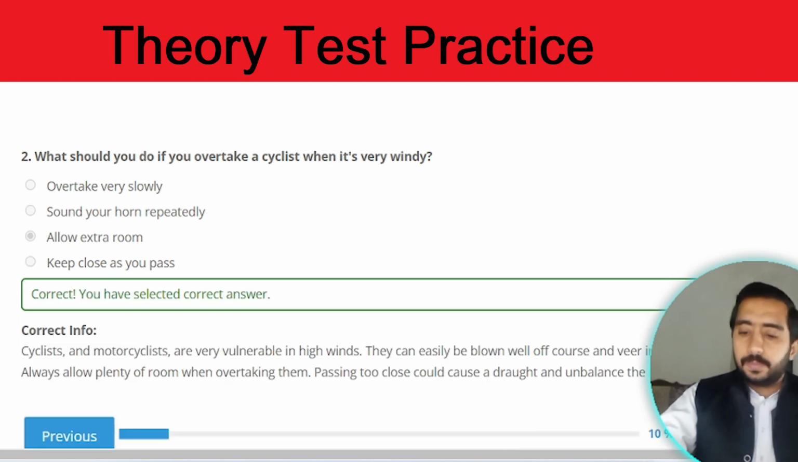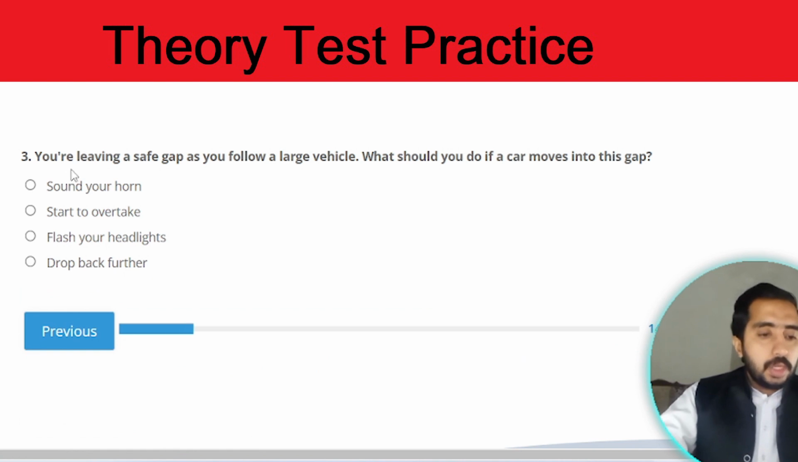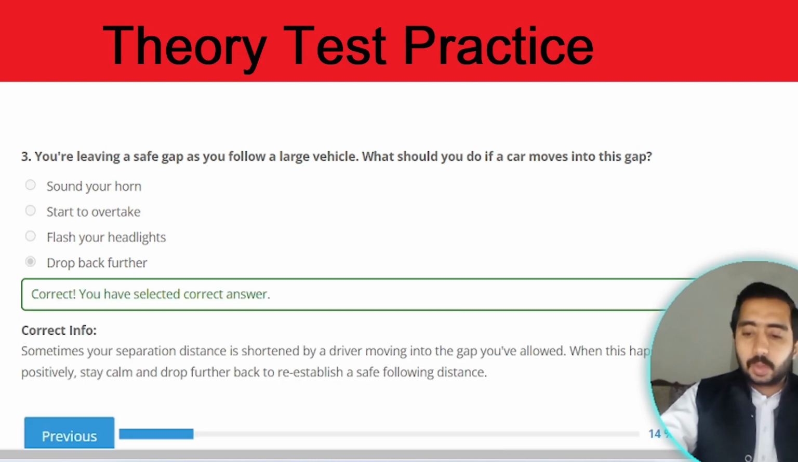Next question, question number 3. You are leaving a safe gap as you follow a large vehicle. What should you do if a car moves into this gap? The correct answer is option D, drop back further. Option D is the correct one.